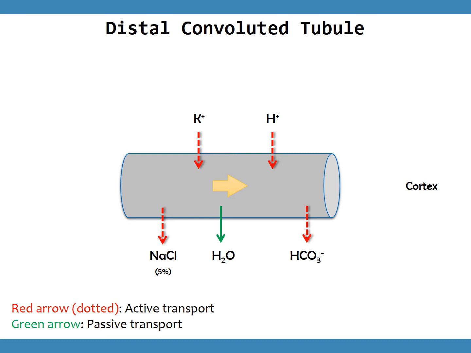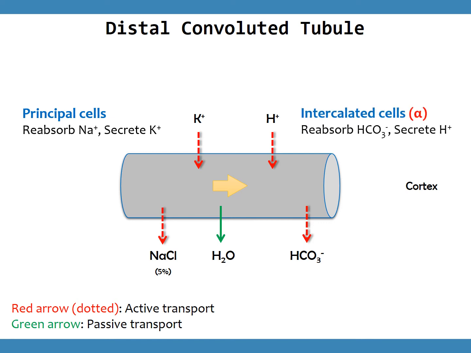Now basically this part of the tubules, which is the distal convoluted tubule, is composed of two types of cells. The principal cells, which reabsorb sodium and secrete potassium. There are also intercalated alpha cells, which reabsorb bicarbonate and secrete H+. So these cells are important in acid-base regulation.